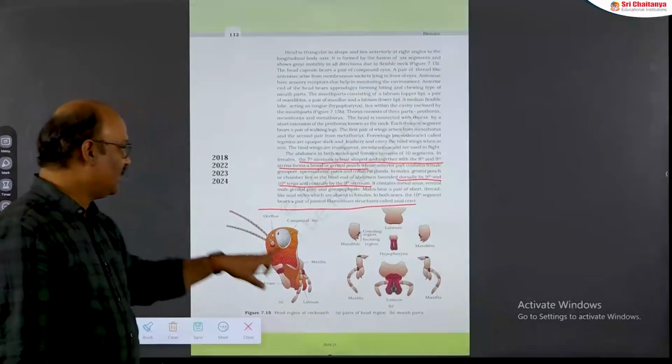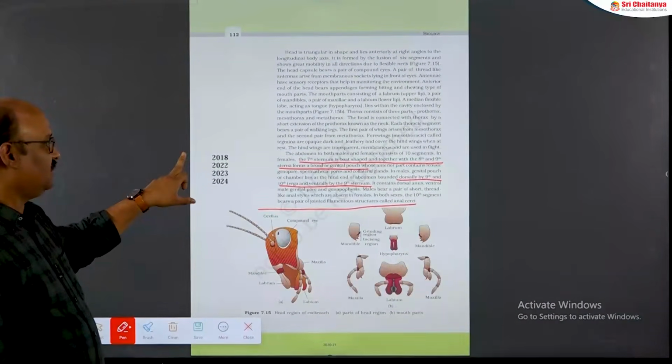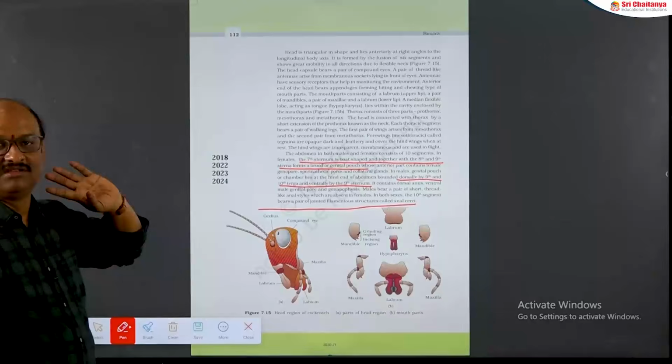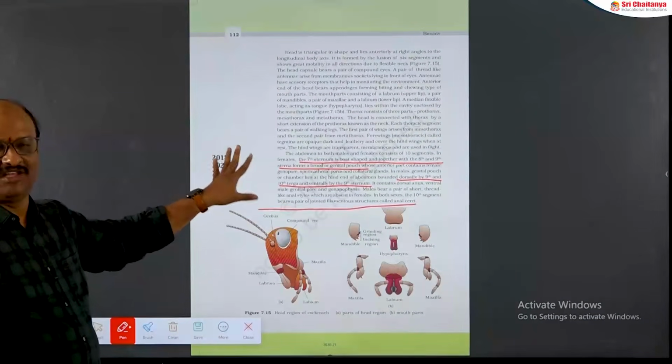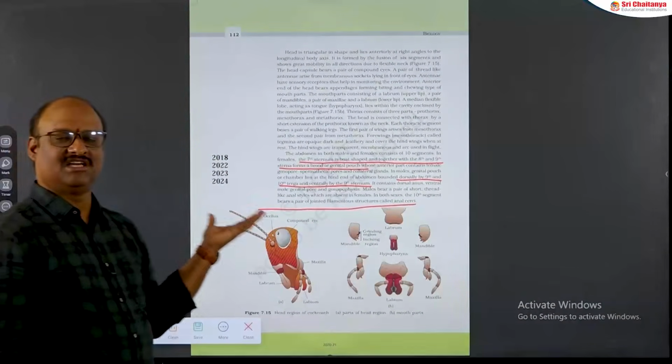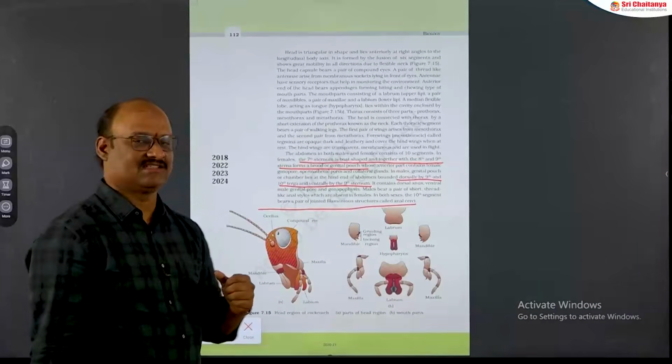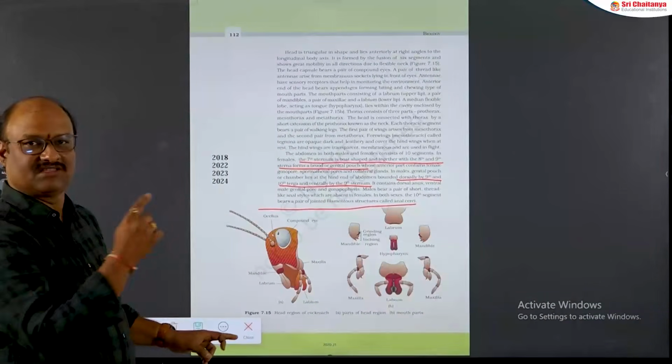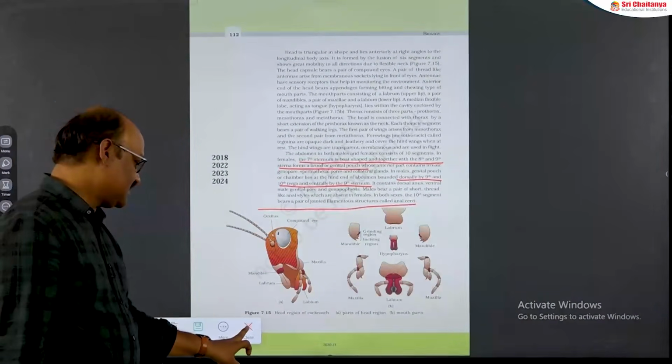This part you have questions in 2018, 22, 23 and 24. So it's a very important paragraph where you have to concentrate much, because people generally get confused in these particular areas. So mostly the paper setters will concentrate in this particular area because there is a chance of committing a mistake.